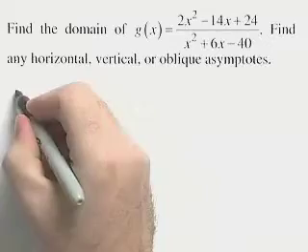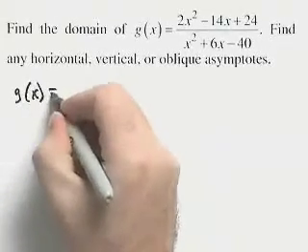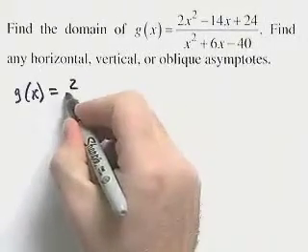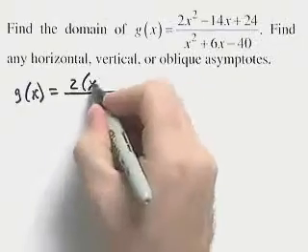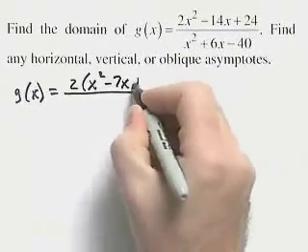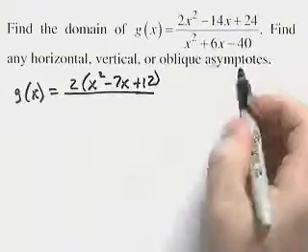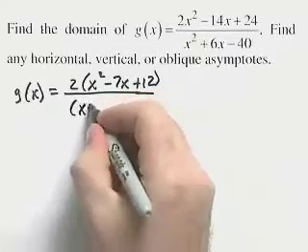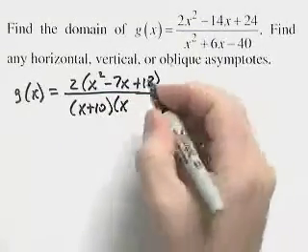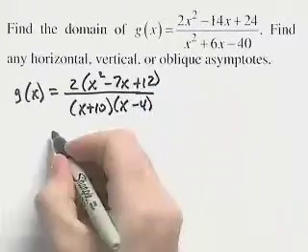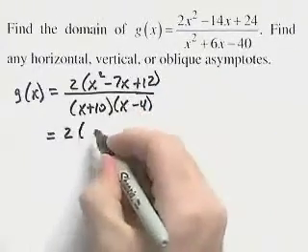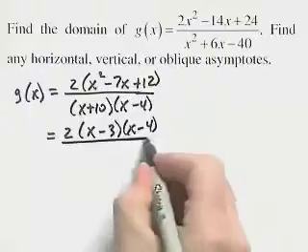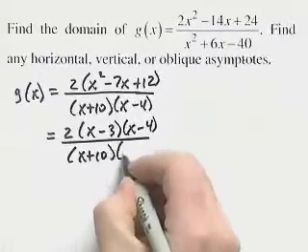So we want to start by factoring our function, and we'll factor both the numerator and denominator. In the numerator, we'll pull out a 2 first. That'll give us 2 times x squared minus 7x plus 12. In the denominator, there's no common factor we can pull out, but we can go ahead and factor that as x plus 10 times x minus 4. Continuing factoring in the numerator, we get 2 times x minus 3 times x minus 4, divided by x plus 10 times x minus 4.